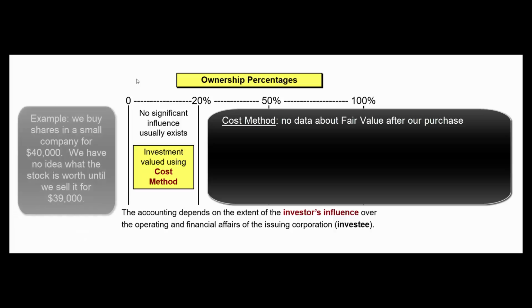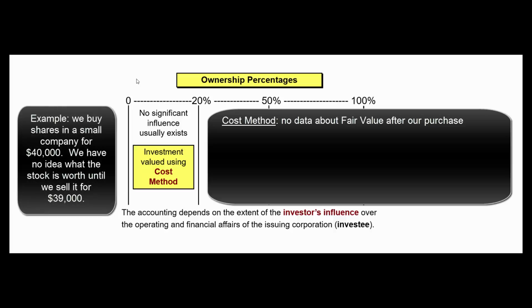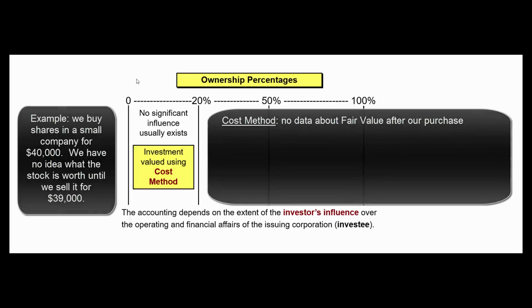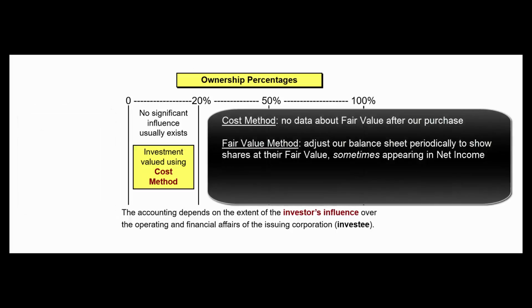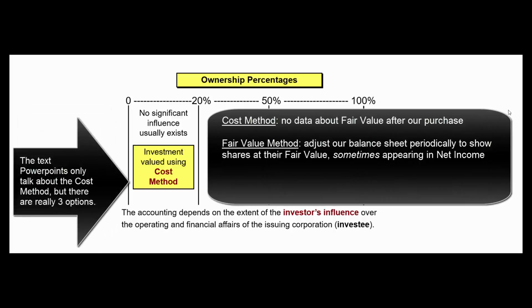For example, we buy stock in a small company, we pay $40,000 for it, it's not traded on any exchange, so we've got no way to adjust it to its fair value. So we leave it on our books at our cost, and if we sell it later for $39,000, we'll take a $1,000 loss. The next possibility, and probably the one that gets used the most, if we own between 0 and 20% of the other company, is the fair value method.